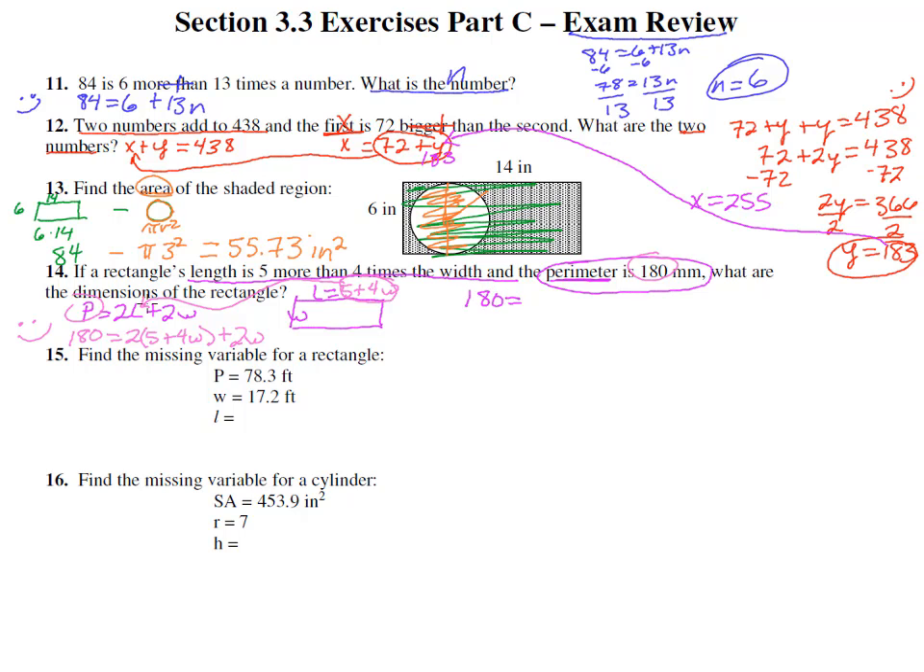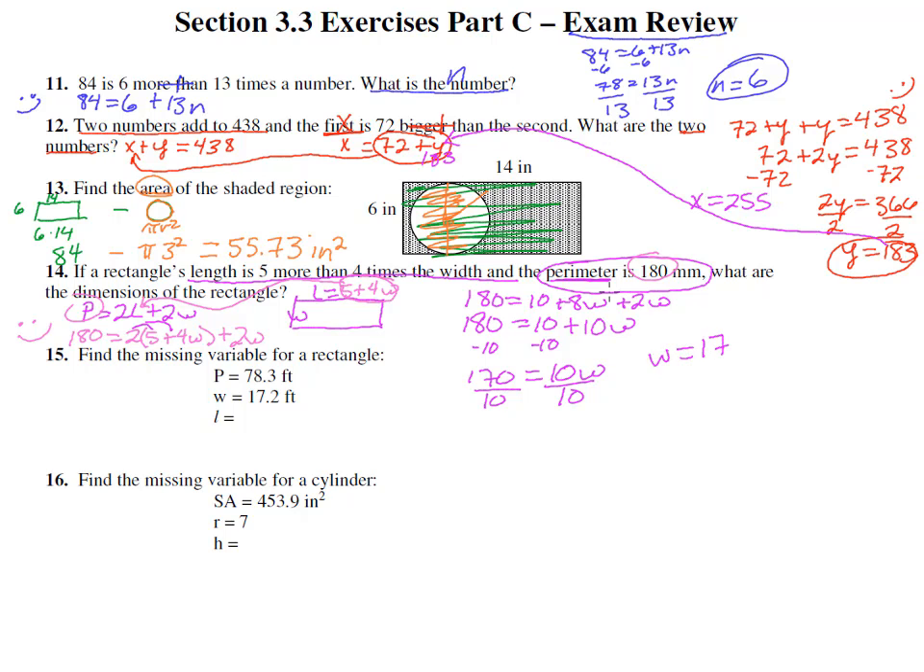180 equals, if we jump the 2 in, we get 10 plus 8w plus that 2w. So just transferring that equation up here while jumping in the 2. That's 180 equals 10 plus 10w. Subtract 10 from both sides, and we get 170 equals 10w. Divide by 10 to get w by itself, and we now have w equals 17.